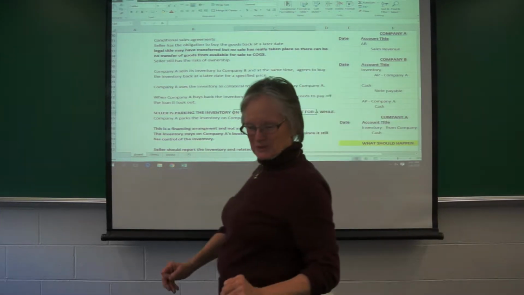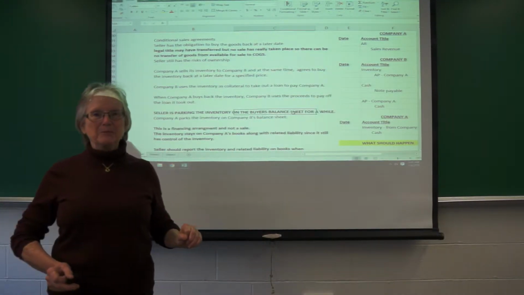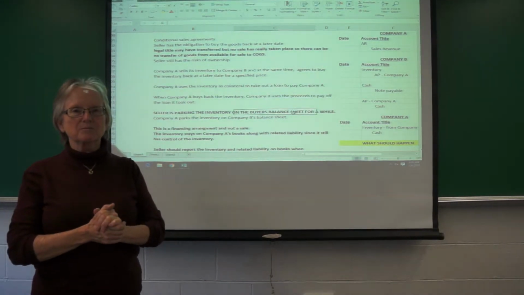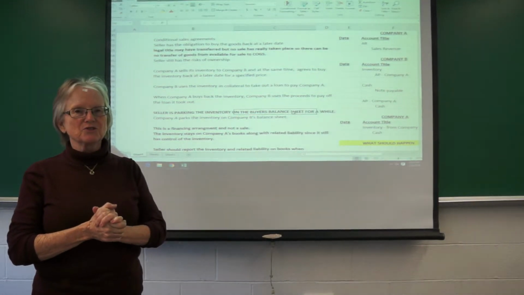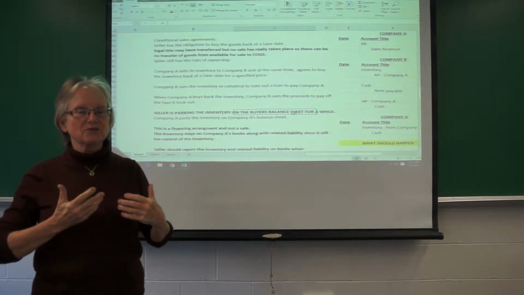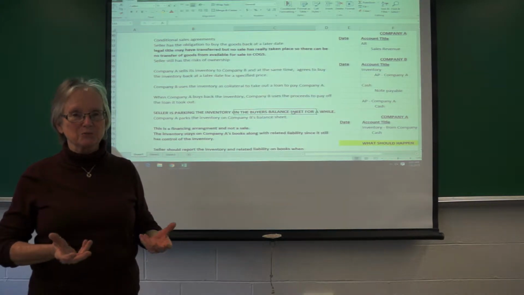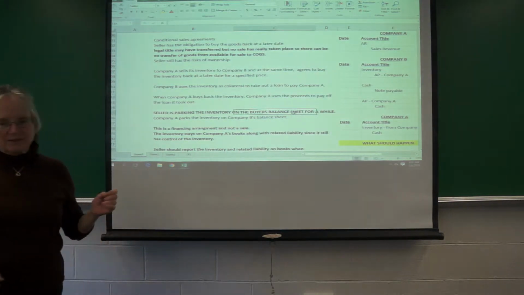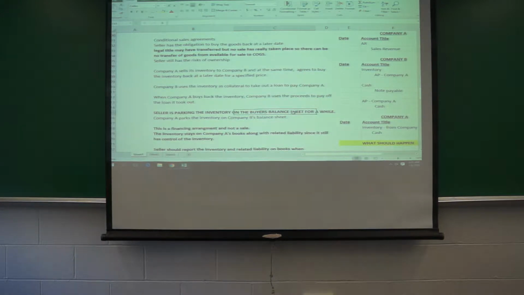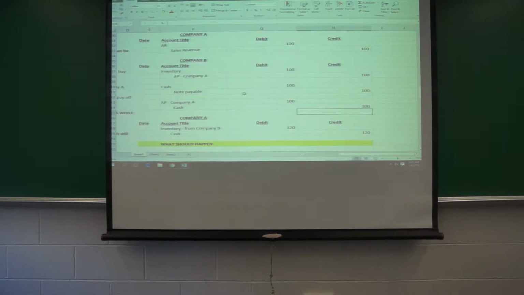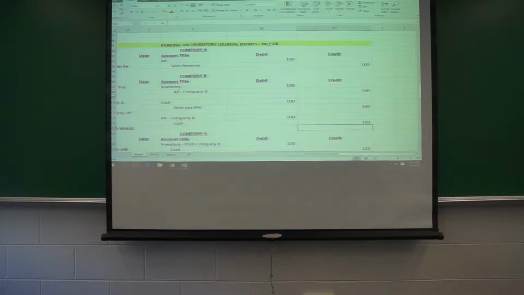Continuing with the costs we include in inventory, we have to talk about special sales agreements, because these are situations where there's no real sale, and so the inventory stays on the company's books. What I illustrate here is what happens. These journal entries here, notice that these are not okay. This is what should not happen.